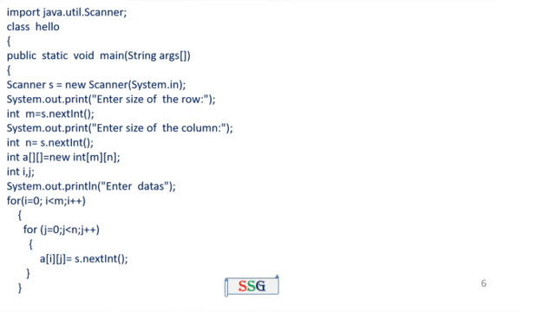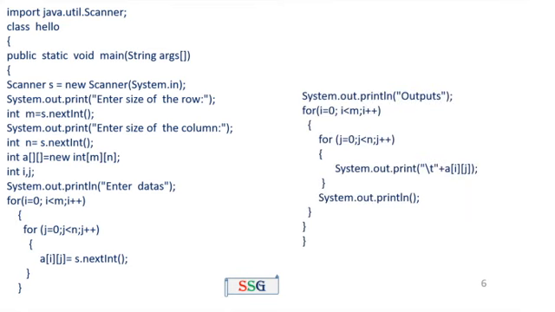Next one, System.out.println enter datas. For the outer for loop, row representation: for i equal to 0, i less than m, i plus plus. Inner for loop for column representation: j equal to 0, j less than n, j plus plus. The next, a[i][j] equal to s.nextInt. That means it will collect the values for all the rows and all the columns. Then next one, outputs: System.out.println outputs, same for i equal to 0 to i less than m, i plus plus, j equal to 0 to j less than n, j plus plus. Next, inside the for loop we have to use the command System.out.print a[i][j] with the tab key.